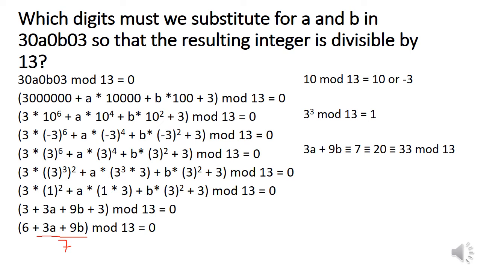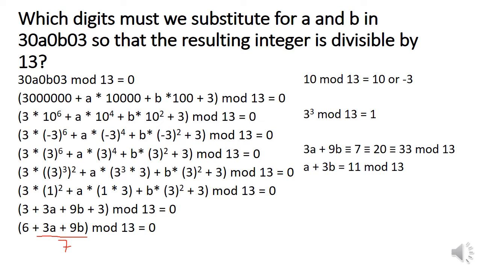So to simplify things, we can take the 33, since 3a, 9b, and 33, all of them can be divided by 3, and 3 and 13 are relatively prime, so they don't share any common factor. So if we divide all of them by 3, we get a plus 3b equals 11 mod 13.